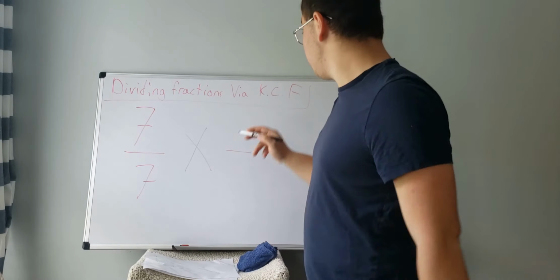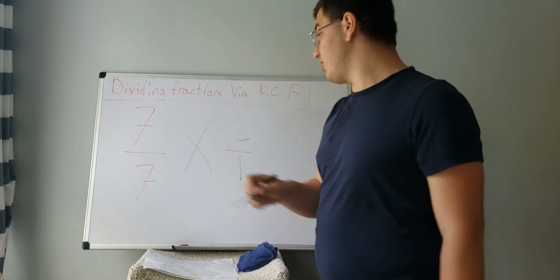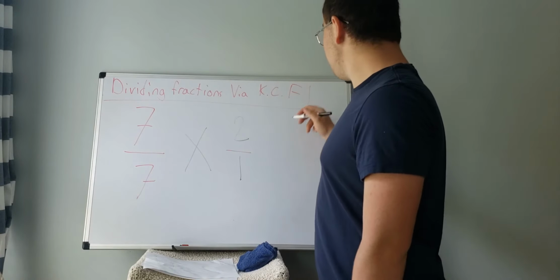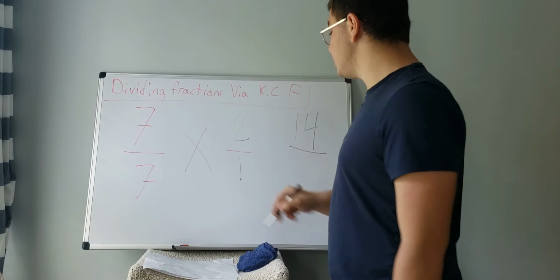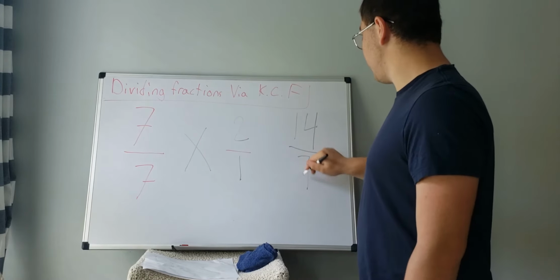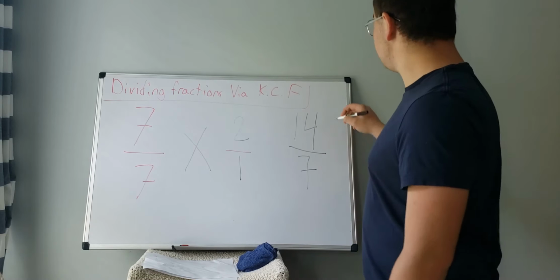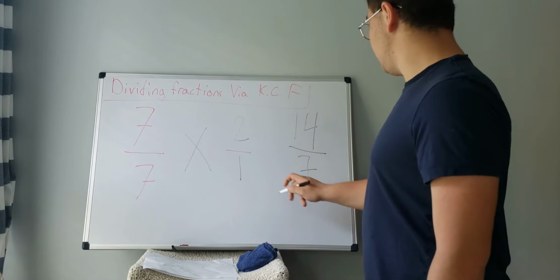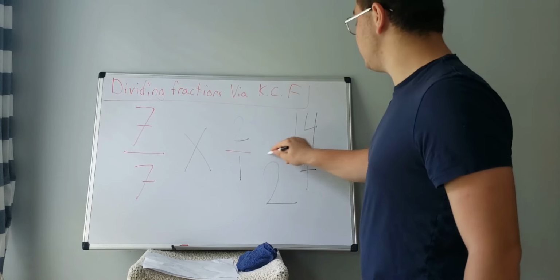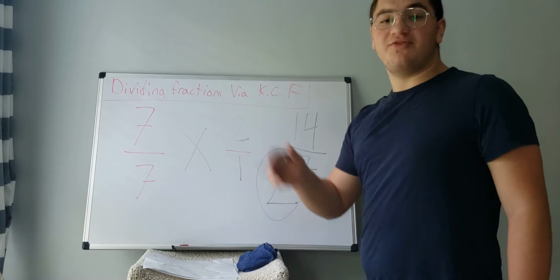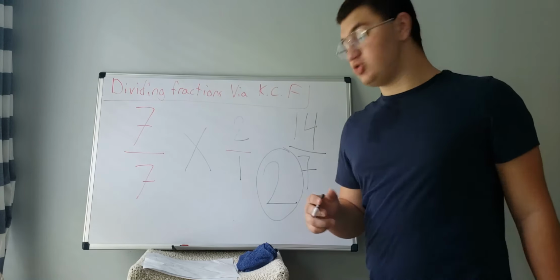And then we just multiply straight across, 2 over 1. And now we multiply straight across. 7 times 2 is 14 over 7 times 1, which is 7. And then we simplify. 7 goes into 14 2 times. And then let's just write that over here. Big old, good old 2. And that is your answer, 2. 7/7 divided by 1/2 is 2.